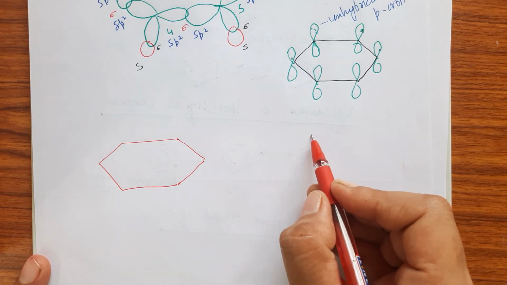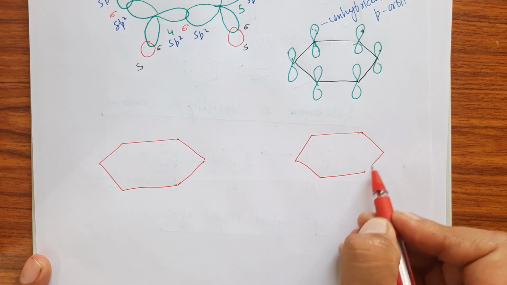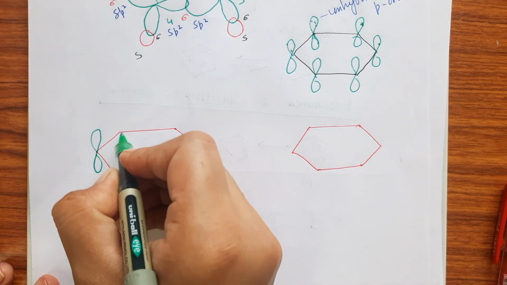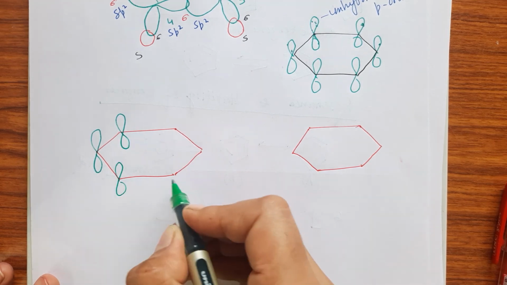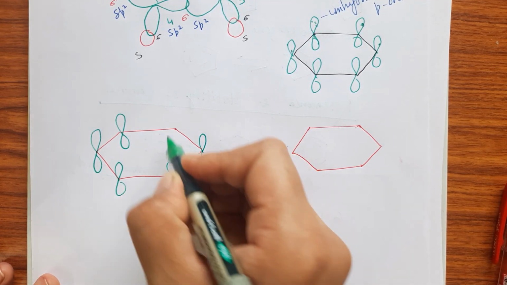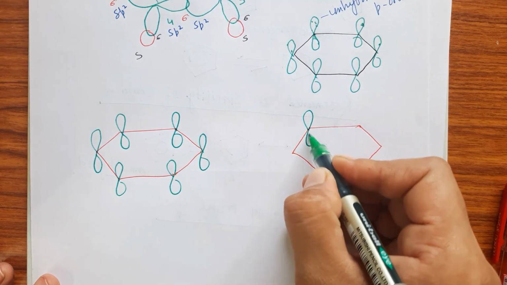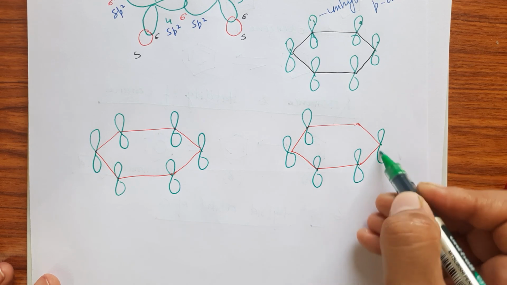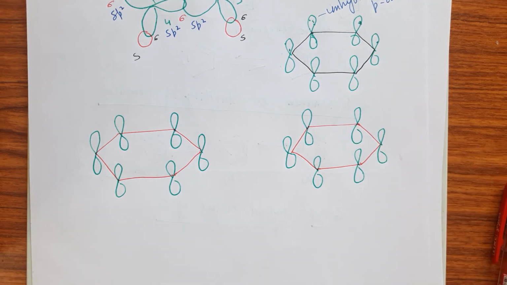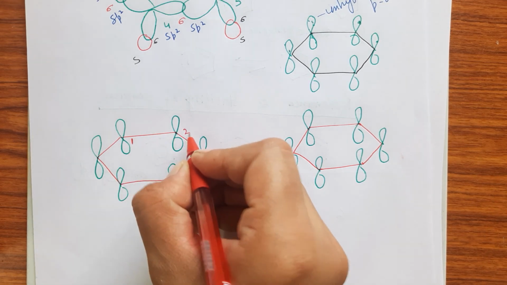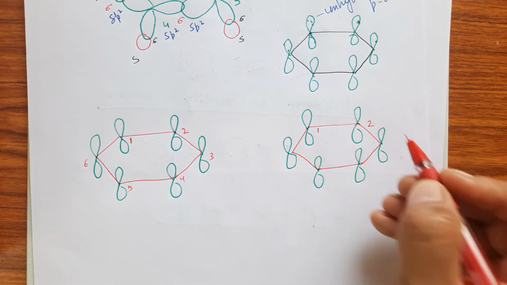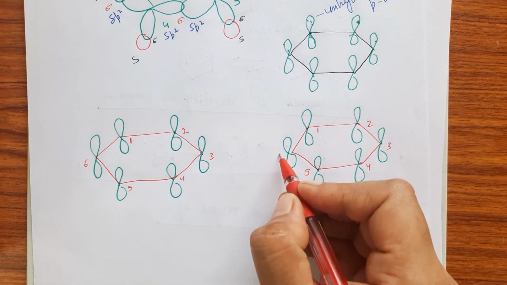So this is the cycle of benzene, right? This is the cyclic form. At each carbon there is presence of unhybridized p orbital, right, which I have already shown you in such a way. Now I'm giving numbering here. This is 1, 2, 3, 4, 5 and 6. 1, 2, 3, 4, 5 and 6.